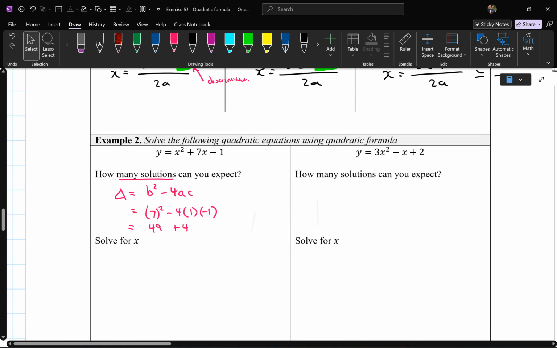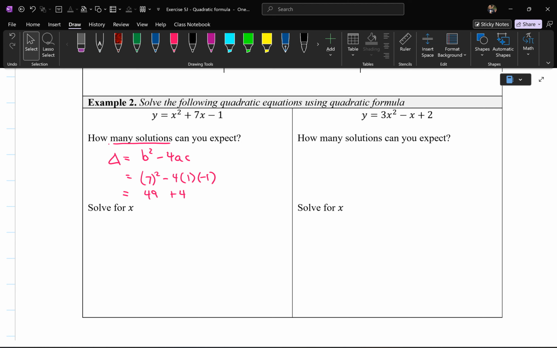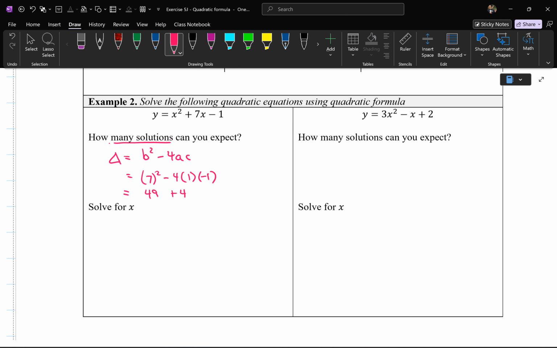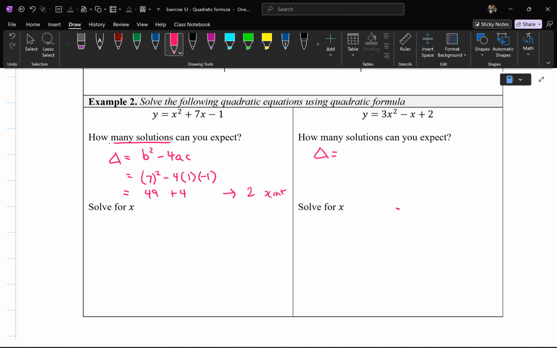So I expect this graph, x squared plus 7x minus 1, if you type it on Desmos. I know, another endorsement for Desmos. If you type it in, you should get two solutions. What about the next one? Let's have a look. Oh, what's going on with my pen? Here we go. Discriminant. The previous one should have two x-intercepts, which you can find out by doing the quadratic formula.